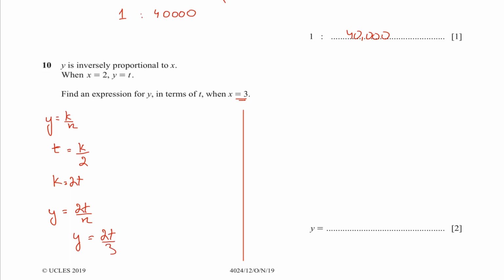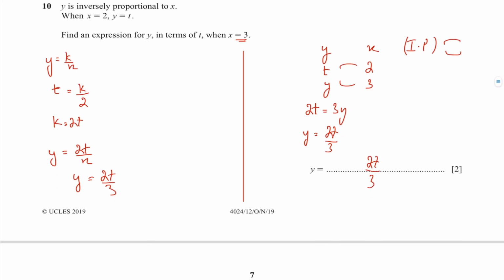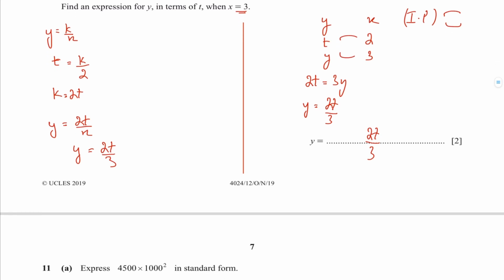The other method that you can use, which is a lot easier, is that you write y here, you write x here, and then you write i.p., which is short for inversely proportional, so that you know that you have to multiply head to head. The question says that x equals 2 when y equals t. Find y in terms of t when x is 3. So we have to find y when x is 3. I'm going to multiply head to head. So 2t is equal to 3y and y is equal to 2t upon 3. Both of them are going to give you exactly the same answer. It's just that I find the second method a lot easier.